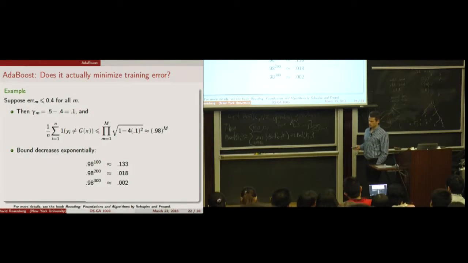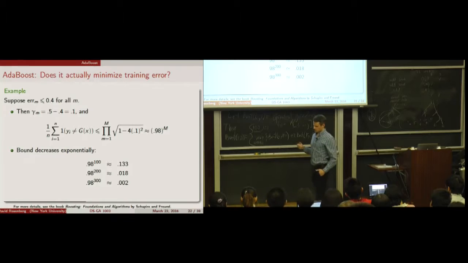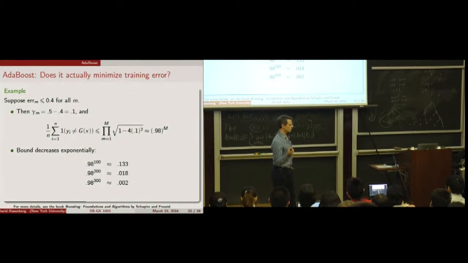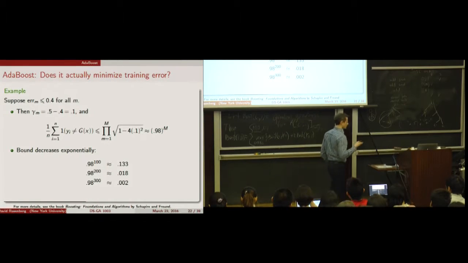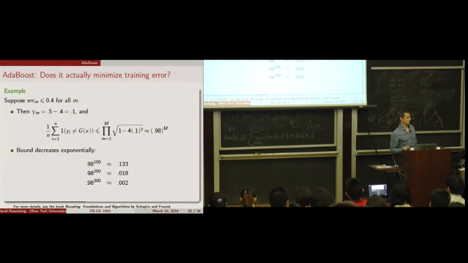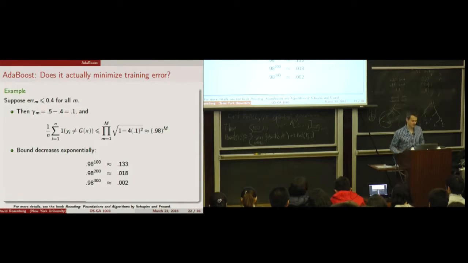Question: is there any reason that people use these simple classifiers instead of something more sophisticated? I think the empirical reason is that they tend to work well. Plenty of people run experiments with fancier classifiers, like SVMs. And you can get some benefit from boosting SVMs, but not so exciting.